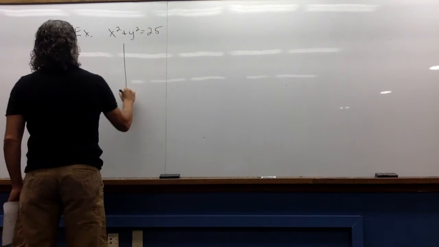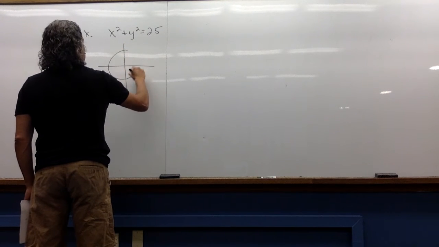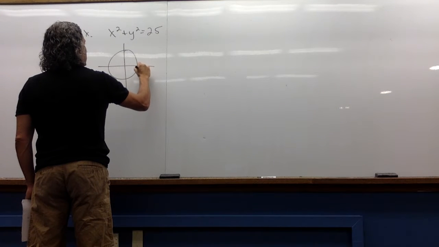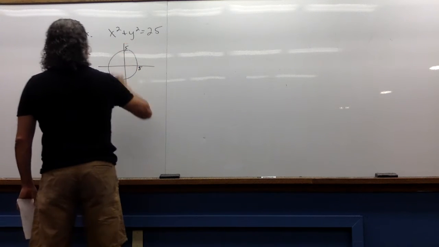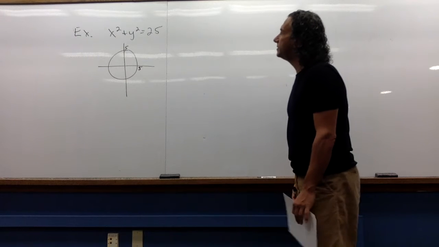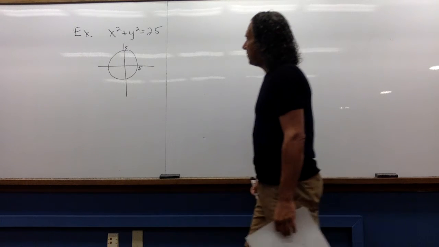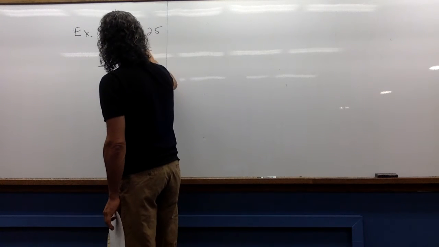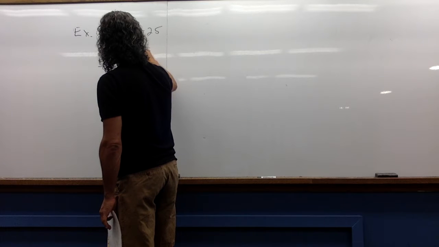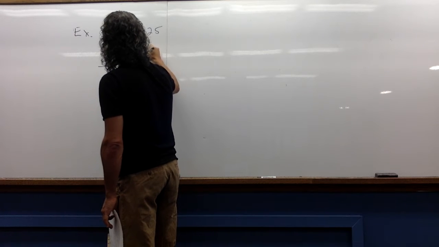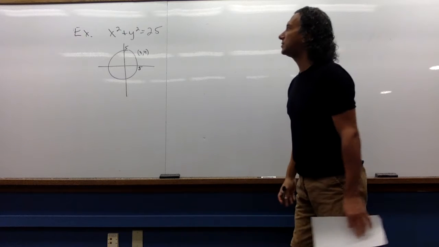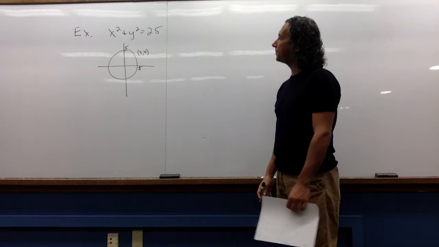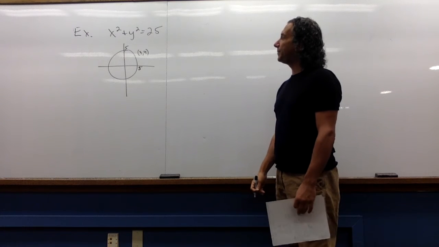So if I sketch this guy, centered at 0, it's got a radius of 5. And let's say I want to find the derivative at (3, 4). So 3 squared plus 4 squared is 25, so that guy lives on the circle. So how do we do it?